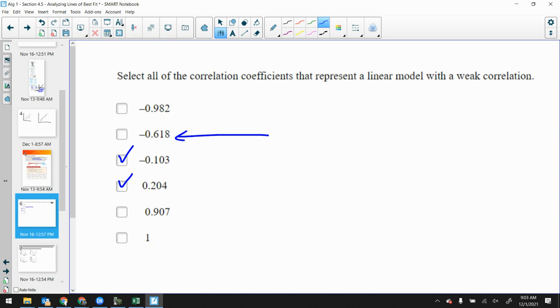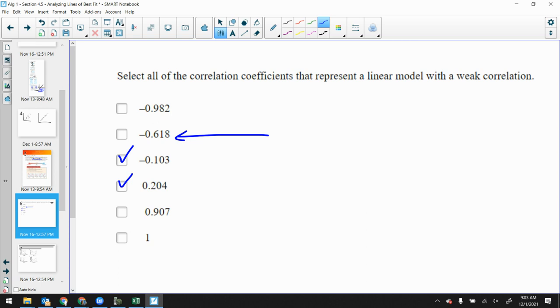Because the year that this came on the test, they were like, I didn't know what to choose. Is that really a weak correlation? Well, I guess you have to decide, well, it's weaker than negative 0.982, right? But is that necessarily how I would characterize a weak correlation? So we actually looked it up. The state characterizes a weak correlation as anything between negative 0.5 and 0.5.